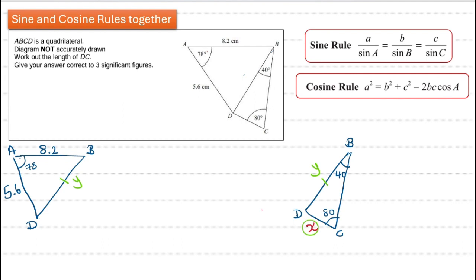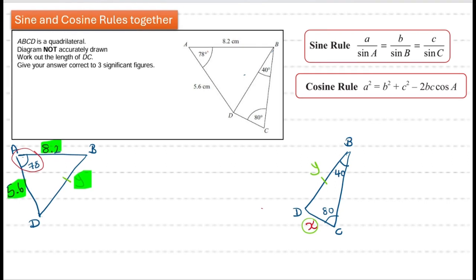Now we can move to the triangle ABD on the left hand side and use the information from that triangle to find the length y, and then move back to the triangle BCD on the right hand side and then use the sine rule to work out the length x. So let's work inside triangle ABD on the left hand side. Here we notice that we have 1, 2, and 3 sides and 1 angle. Therefore, we meet the conditions for using the cosine rule.